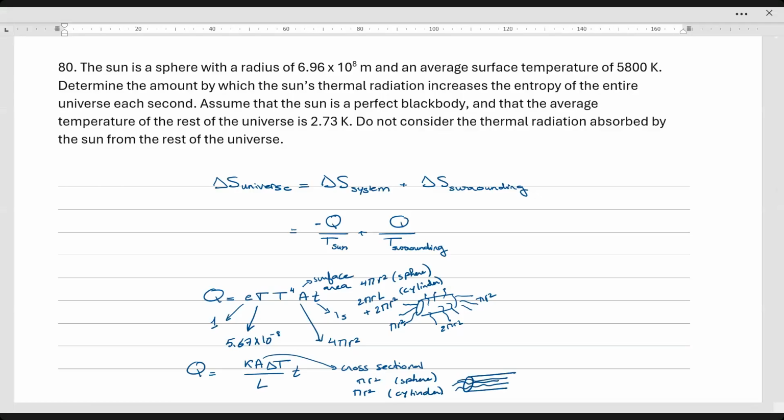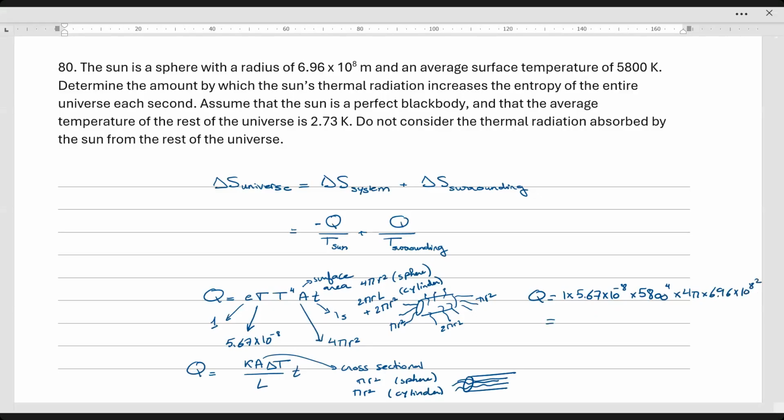because heat is transferring through the circular face only. So back to our study, we just need to calculate Q. So Q is equal to 1 times 5.67 times 10 power minus 8 times 5,800 power 4 times 4 pi times the radius, which is given as 6.96 times 10 power 8 squared, times the time, which is 1 second. So we can just calculate the answer for Q and then deduce the value for delta S.